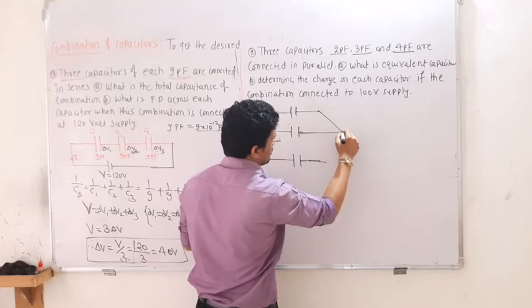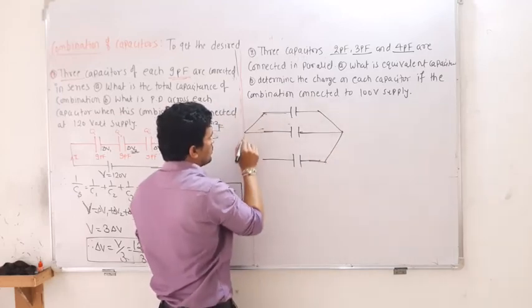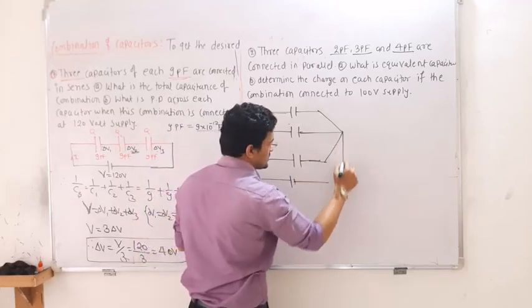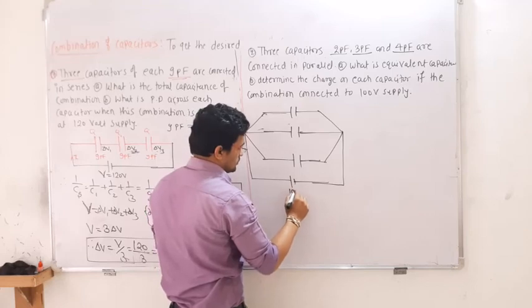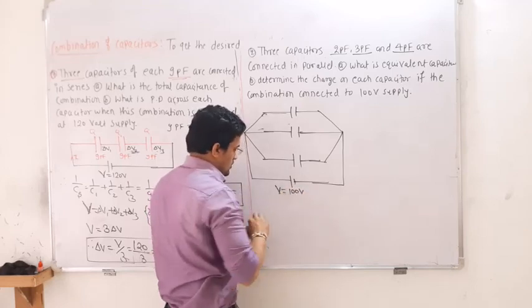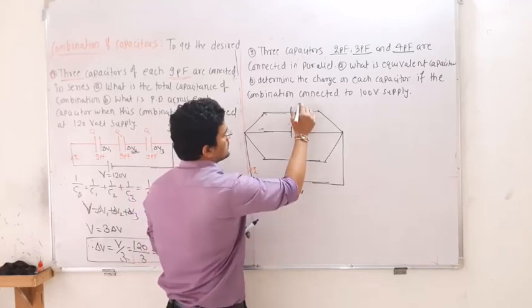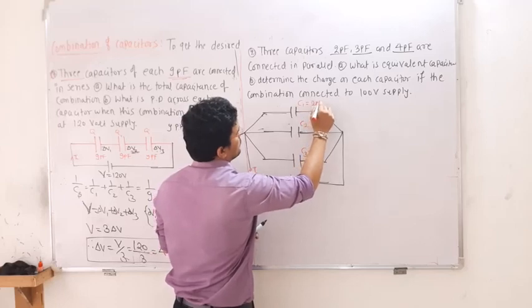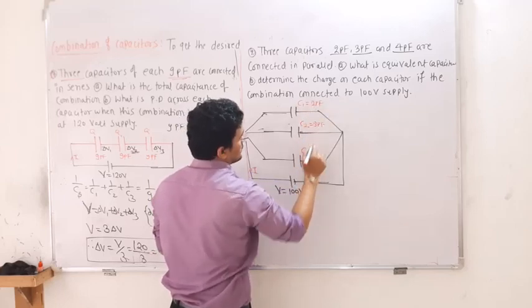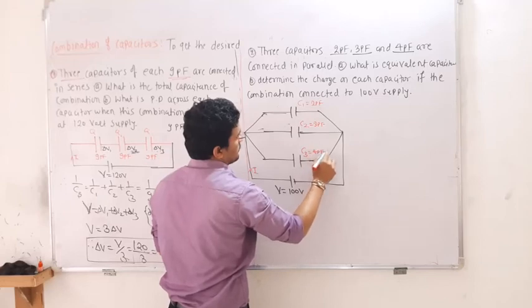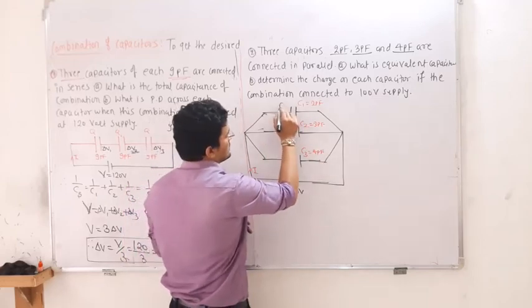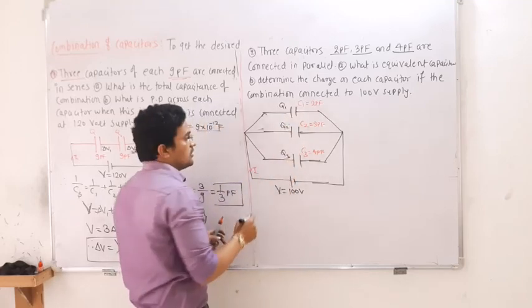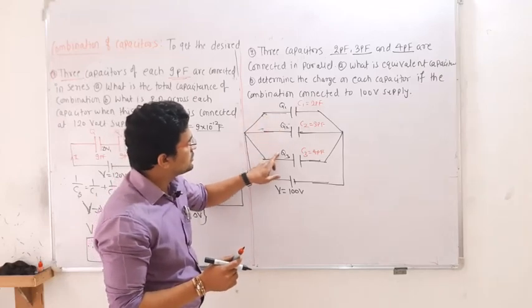All are connected across one common point, and here it is also one common point. This common point is connected across the voltage, that is the cell, 100 volt. So this is V. Now, this is C1, C2 and C3. C1 is 2 picofarad, C2 is 3 picofarad, C3 is 4 picofarad, correct? The capacitance is different, and we will mention the charges as Q1, Q2 and Q3. The charge is different.